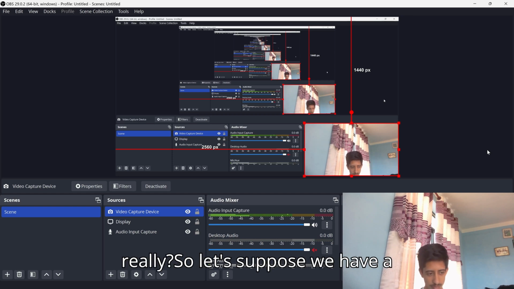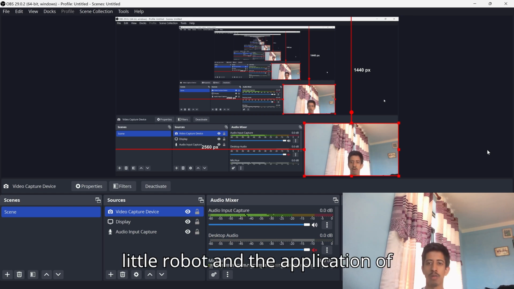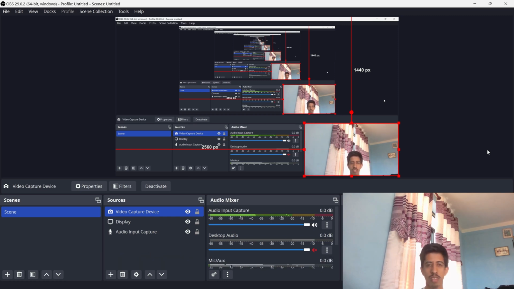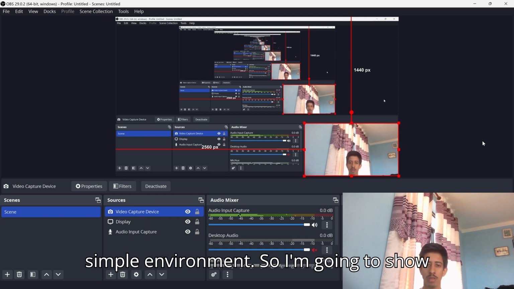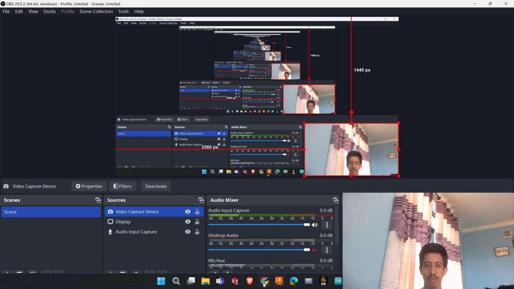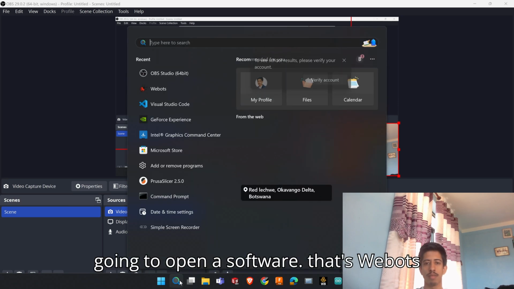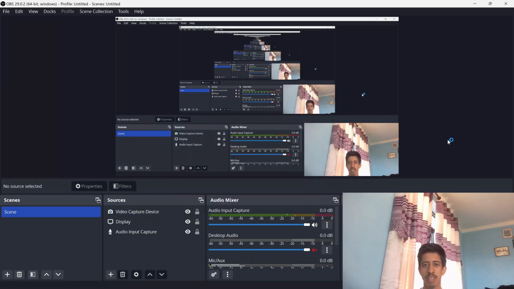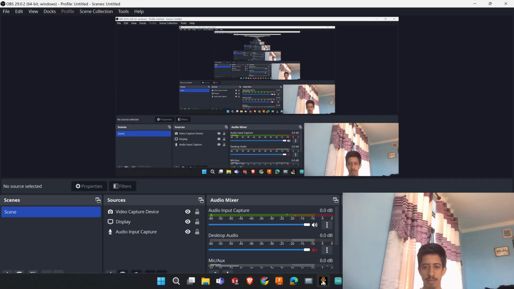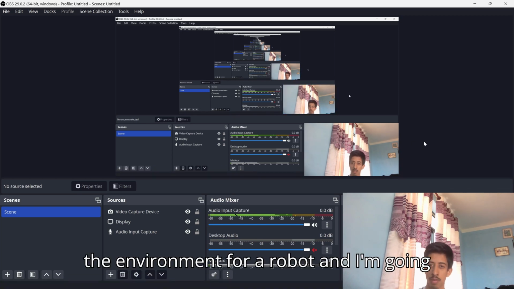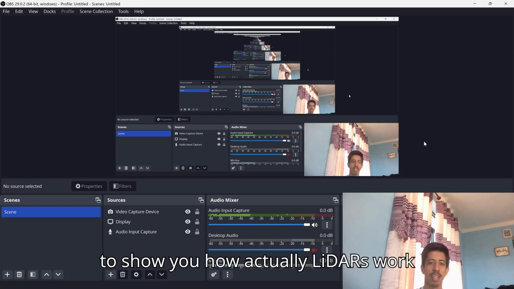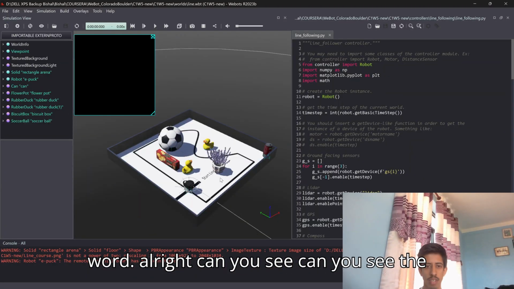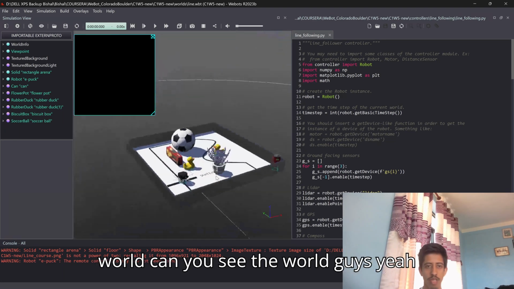But is it really? So let's suppose we have a little robot, and the application of that robot is to navigate through a small, simple environment. So I'm going to show you an example, right? I'm going to open a software called Webots, and there I've simulated the environment for a robot, and I'm going to show you how LiDARs actually work. Okay, Webots is already open. All right, can you see the world, guys? Yeah.